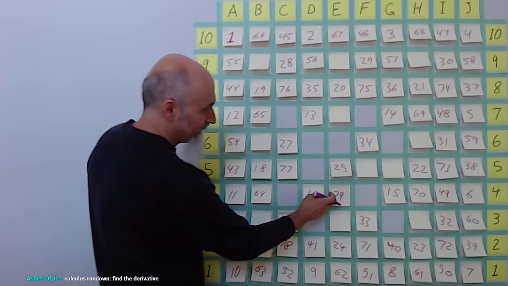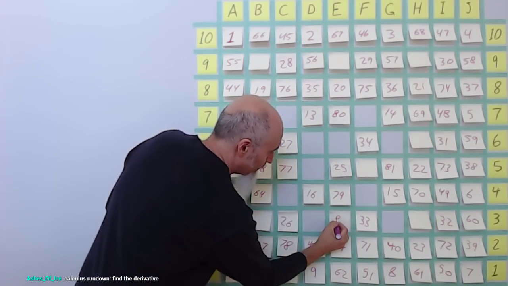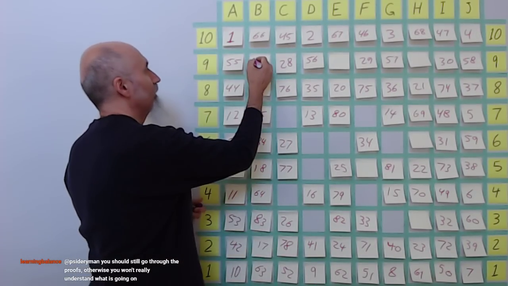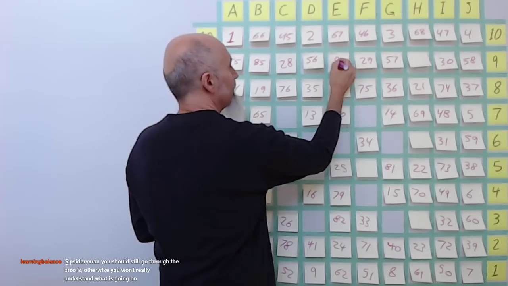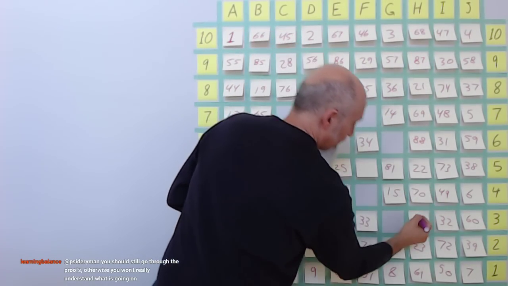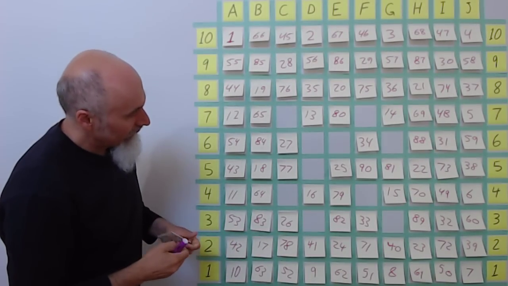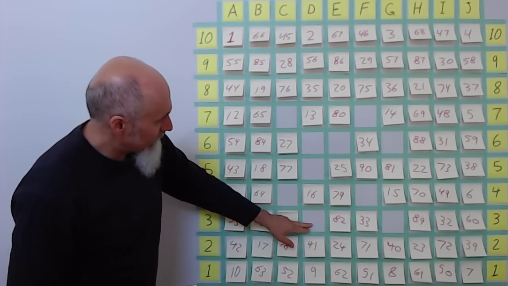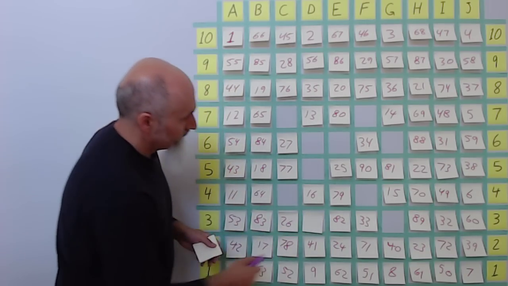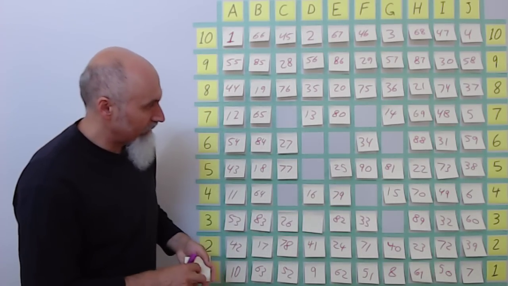Okay, where are we? 79, 80, 81, 82, 83, 84, 85, 86, 87, 88, 89, 90. So we only have one choice here, 91. If we go here, 92, 93, 94, we're stuck, right? So we got to go that way.